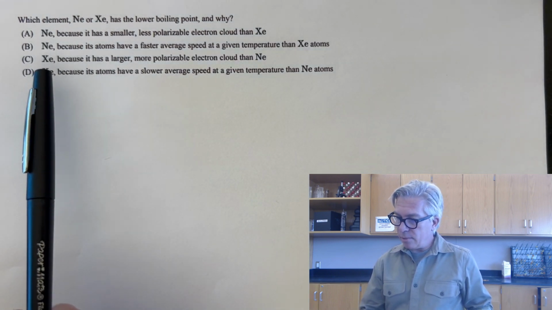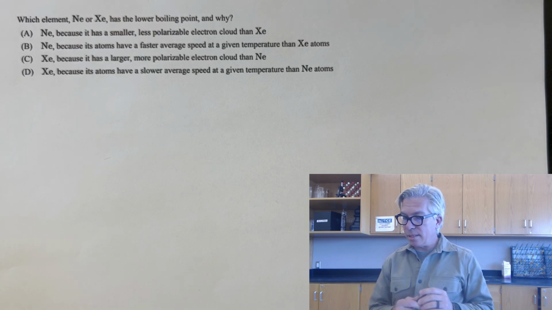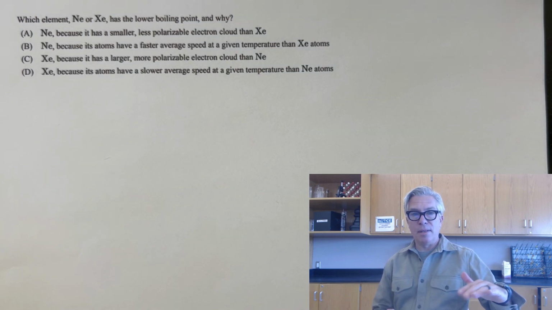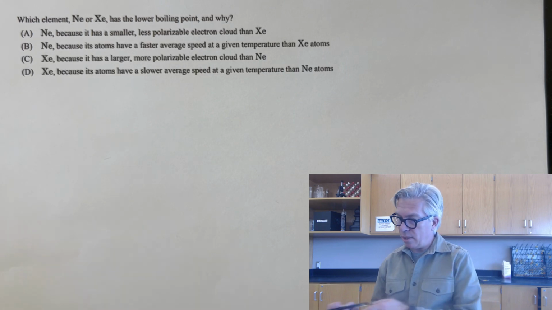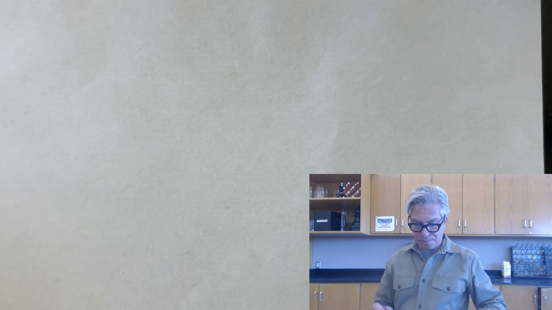Okay, and right here, the correct answer is A, because neon is smaller and less polarizable. It actually will boil at a lower temperature than xenon, which will hold together to a higher temperature because it's got a lot more electrons. So we're going to go again with A on that one.